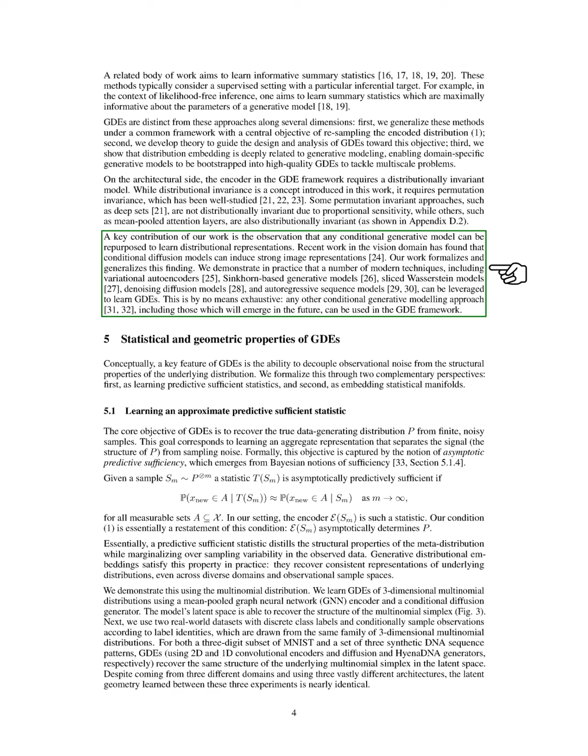A significant contribution of our work is the realization that any conditional generative model can be adapted to learn distributional representations. Recent findings in the vision domain show that conditional diffusion models can produce strong representations. We formalize and expand on this idea, demonstrating that various modern techniques, including variational autoencoders and denoising diffusion models, can be utilized to learn GDEs. Our framework is flexible enough to incorporate any future conditional generative modeling approaches as well.